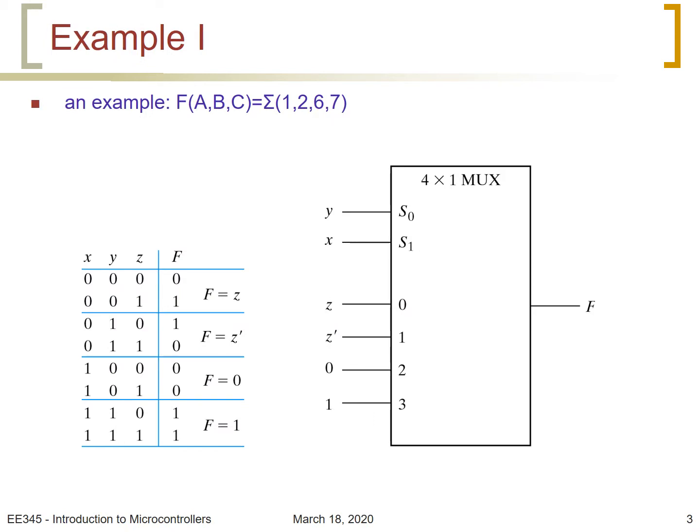This is an example to implement the function f of a, b, and c equals sigma 1, 2, 6, and 7. Well, let us assume that the function is f of x, y, and z, instead of a, b, and c, it is the same actually. So we do it as follows. We divide the inputs, the 8 combinations of the inputs, into 4 different groups. Each group will contain 2 minterms. So we start with minterms 0 and 1, one group, 2 and 3, another group, 4 and 5, the third group, and 6 and 7.